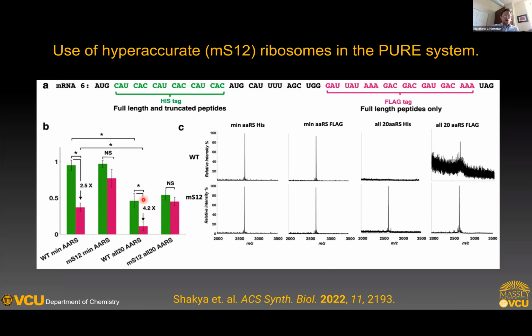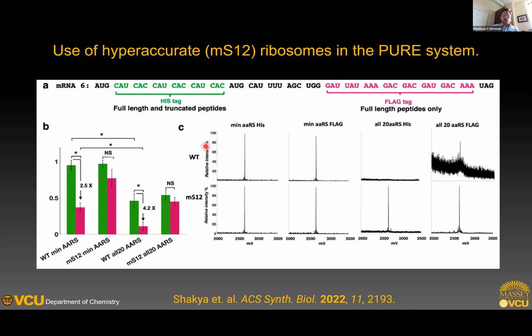Then when we start to put in all 20 aminoacyl-tRNA synthetases, we can see here that the His to FLAG ratio for the wild type ribosomes goes down even further. Even though the yield has dropped for the mutant S12 ribosomes, we can see here that they still don't care, even with all these unused aminoacyl tRNAs around that could be potentially challenging the ribosome as near-cognates.